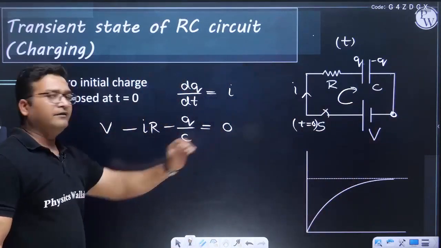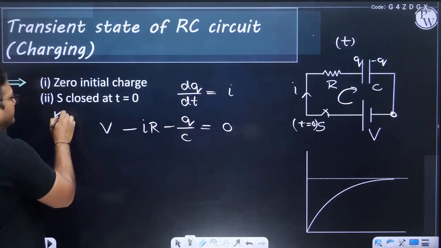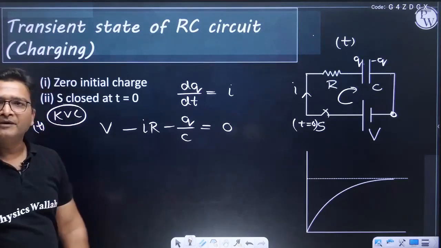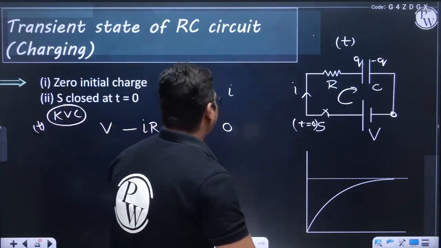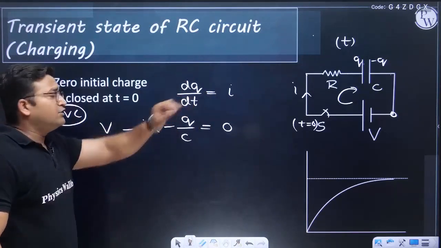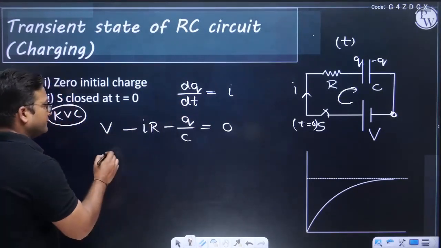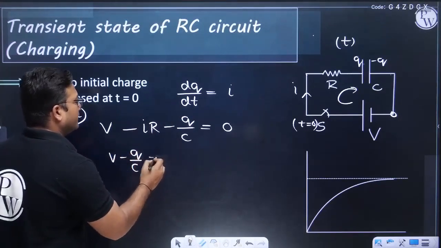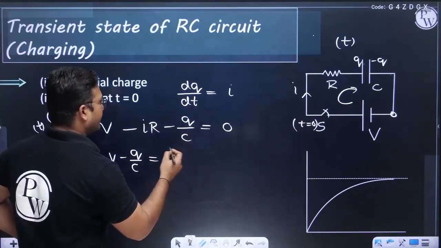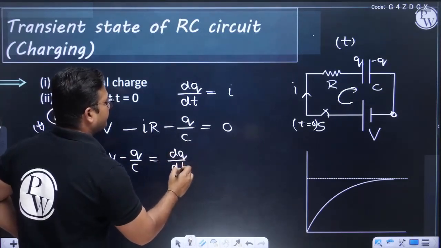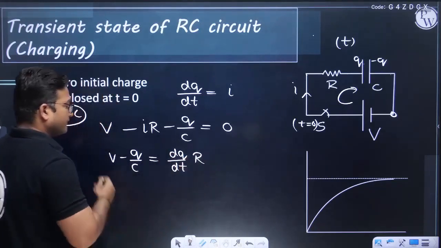This is the basic KVL of this circuit after time t from the beginning. I can replace I by dq by dt. So I'll write V minus Q by C on the left and IR on the right, and IR can be written as dq by dt times R.